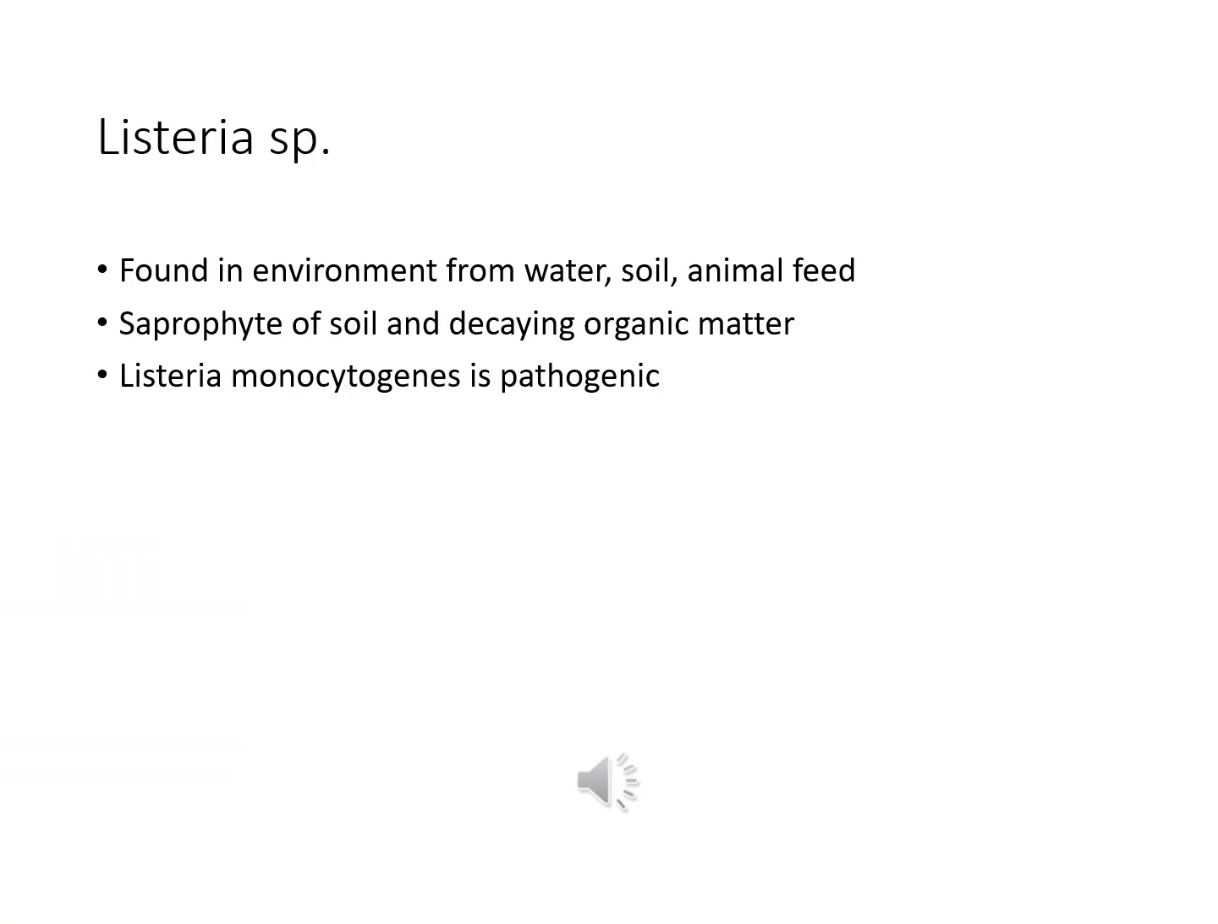Listeria species. Listeria is also found in the environment from water, soil, and animal feed. It is considered a saprophyte, which basically means that it lives on soil and also lives on decaying organic matter. Listeria monocytogenes is the pathogenic one, so when you find that one it is always considered pathogenic.